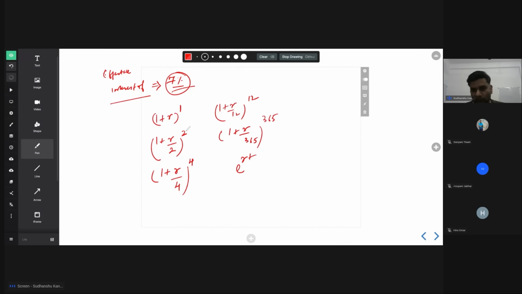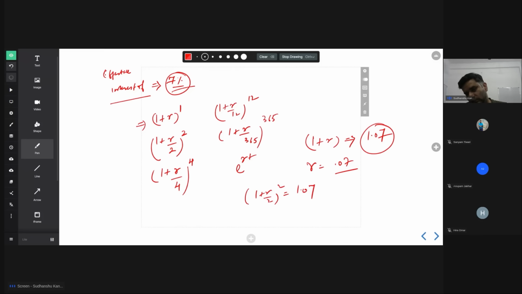So what I'm trying to put across now, you see yourself. If I say 1 plus r equals 1.07, because this is 7%, the r is equal to 0.07. It's 7%. But when I do 1 plus r by 2, whole square, and I need 1.07, now you calculate the r value here. Calculate the r value here, guys. What will it be? 1 plus r divided by 2 equals the square root of 1.07. I'm just showing you an example.